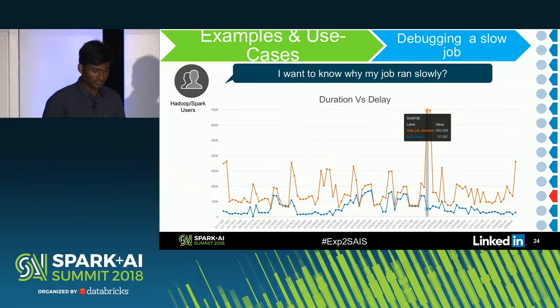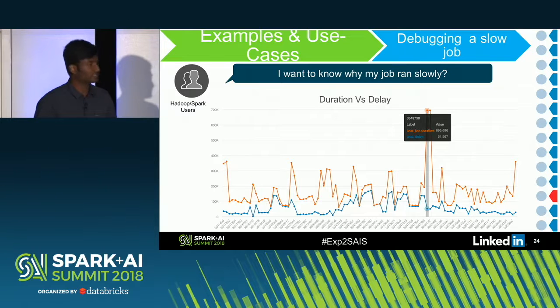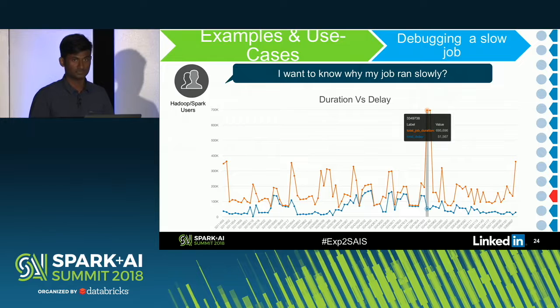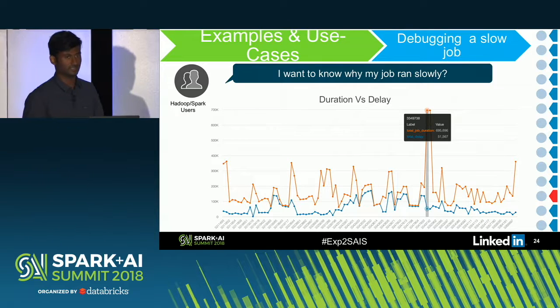Here you do see that there's a huge spike in the total duration of the job, but when you try to correlate it with the delay metric, you don't see any correlation there. The delay seems to be normal. So you're not in fact getting anything out of this graph. You just know that the job ran slow because there's a spike in the duration metric.